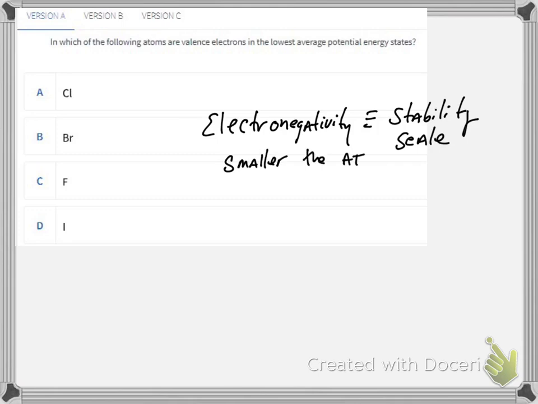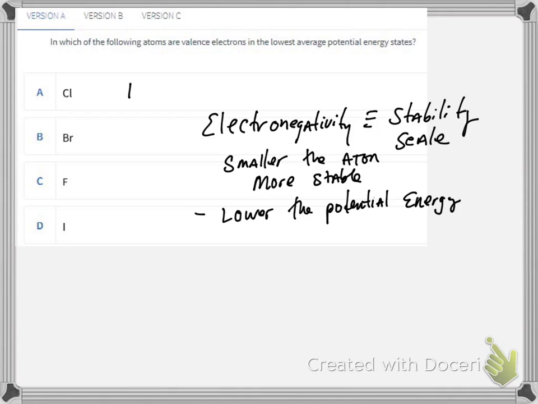So in general, the smaller the atom, the more stable the atom, and the lower the potential energy of the electrons. Since the atom is smaller, the electrons are closer to the nucleus, and so we think of those electrons and that atom as being more stable because it has a lower potential energy.